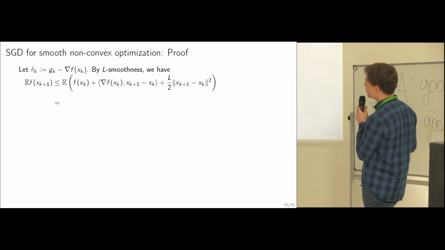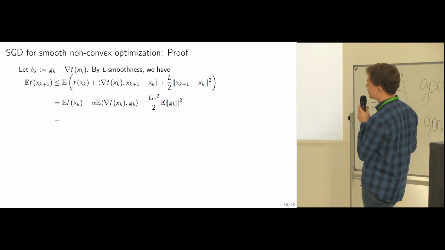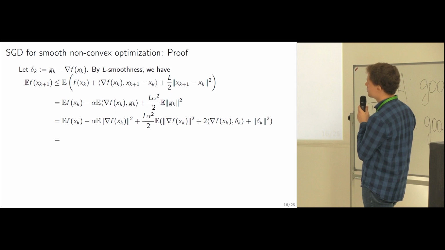So here we look at the function value and apply this L-smoothness. Now we use the definition of the iteration of our method, x_{k+1} equals x_k minus alpha g_k. So we obtain this term here, and again we obtain this thing here. Now we take the expectation, where g_k equals the true gradient, so this term becomes this.